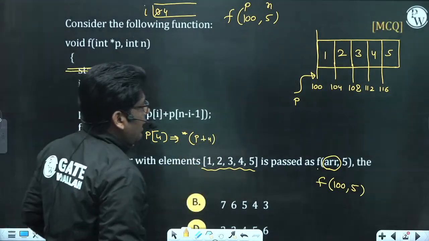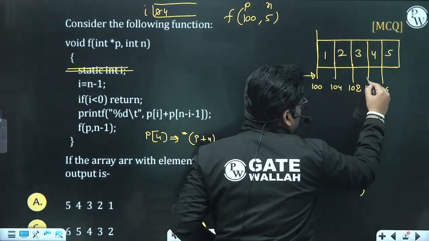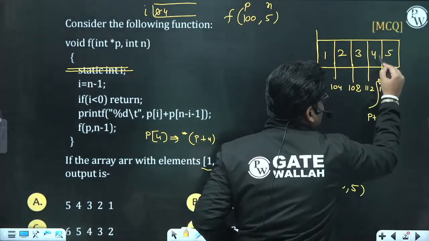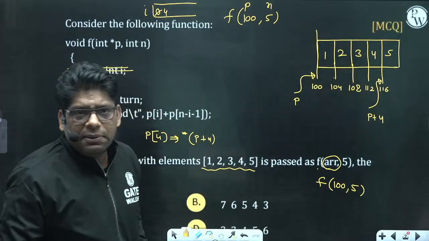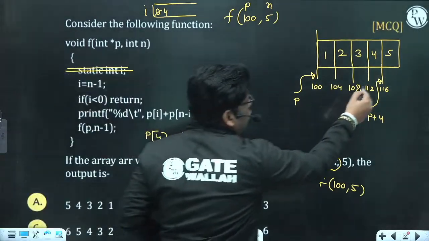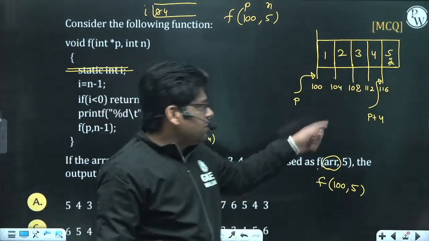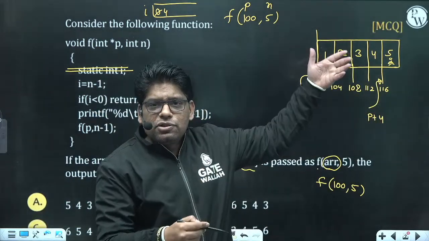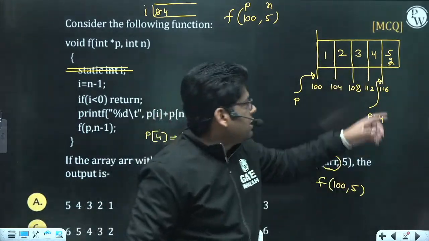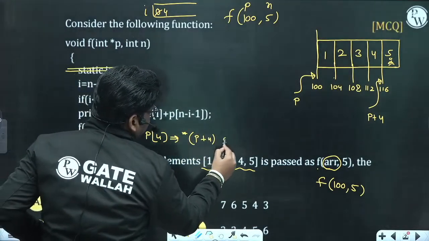Just focus over here. If this is p, this address must be p plus 1, p plus 2, p plus 3, p plus 4. So can I say p plus 4 is the address of 5? Yes, sir. And *(p + 4) means we are talking about this value. p plus 4 is an address, star means going inside, so *(p + 4) or p of 4 is nothing but this value 5.